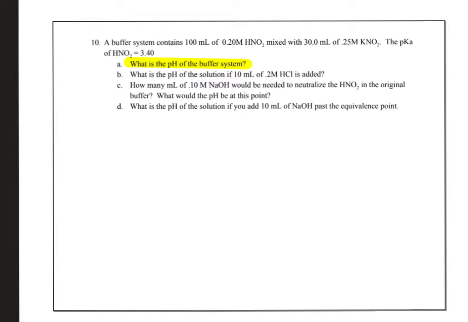So remember, a buffer is a weak acid and its conjugate base. So if I were to see an ice table, I'm going to have a starting amount here. I'm going to start with 0 molar of this, and I'm going to have a starting number here. So we have to have both of those initially for it to be considered a buffer, a weak acid and its conjugate base, or a weak base and its conjugate acid.